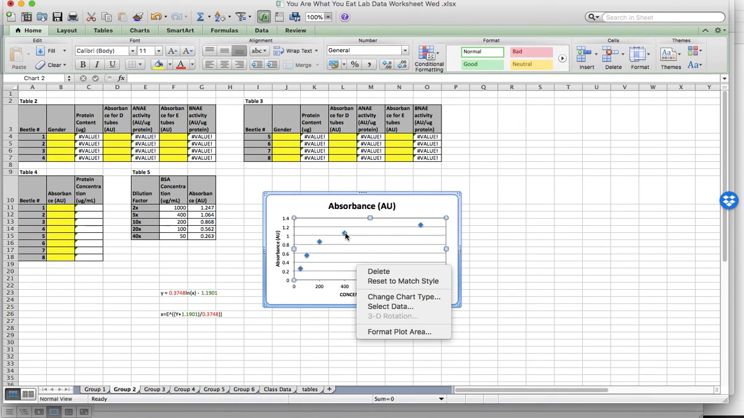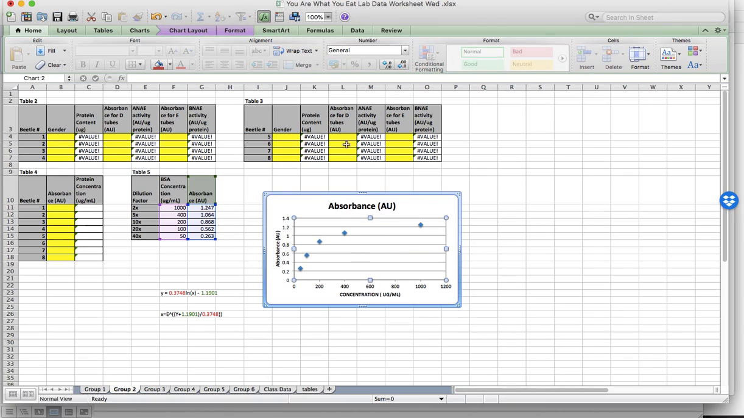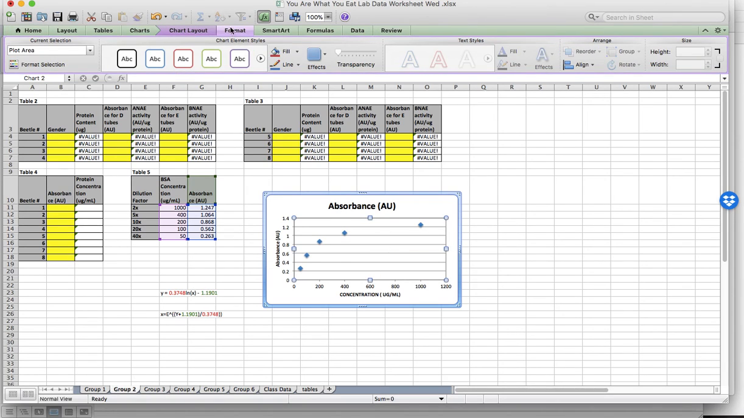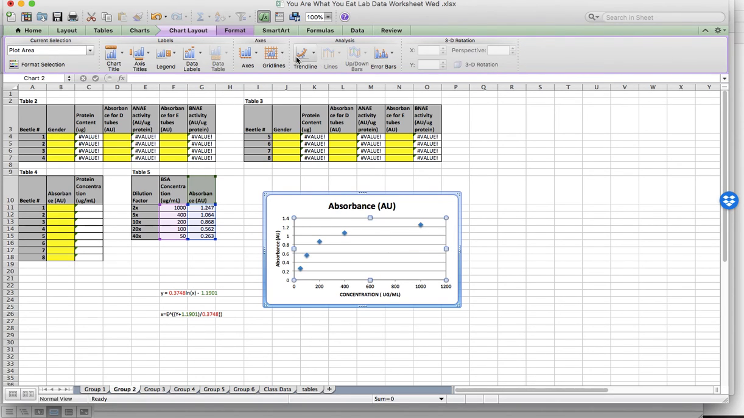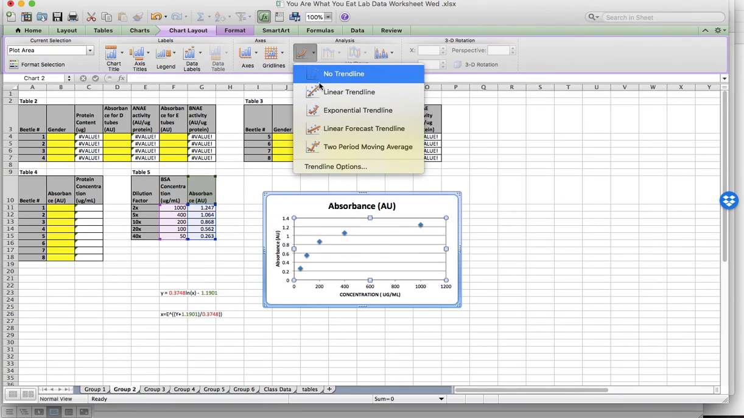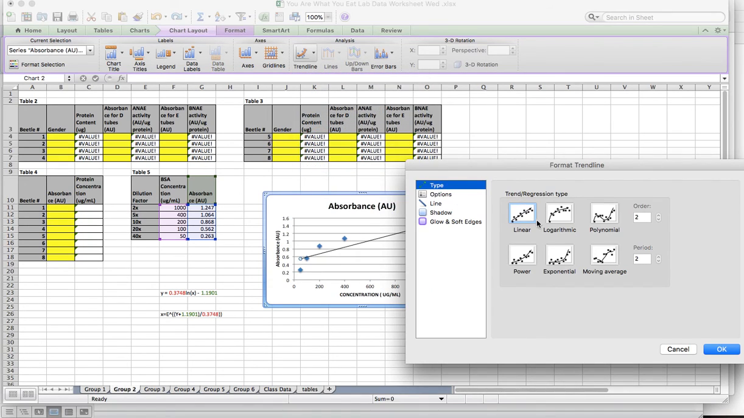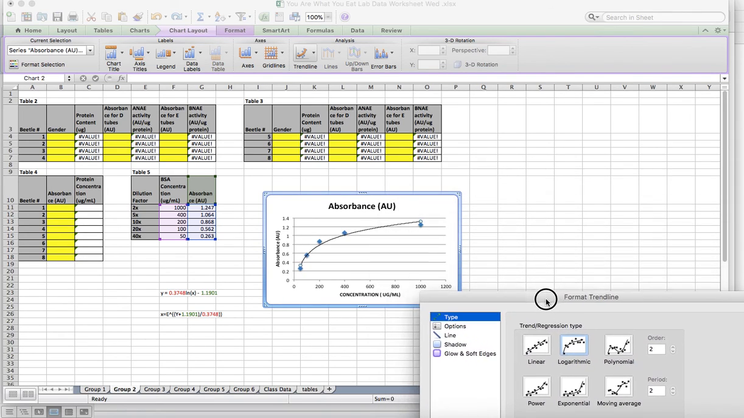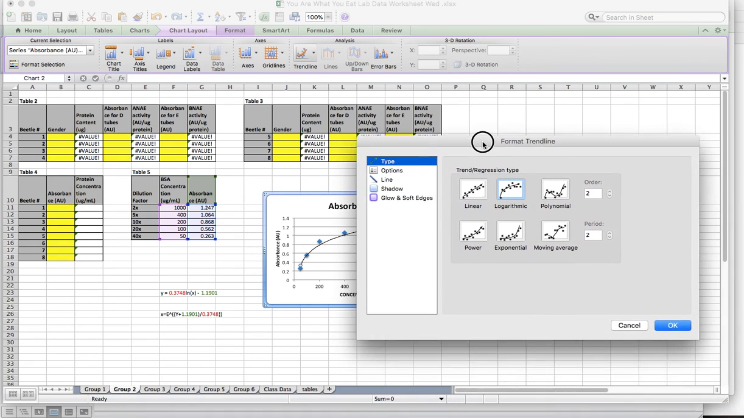Okay. Now I want you to go to Format, the chart layout, and add a trend line. So we want to have a logarithmic trend line because that's really the best one that will fit. So it's not here in the click, so we want to click trend line options, and you'll see you have linear, logarithmic, polynomial, power, exponential, and moving average. I want you guys to use the logarithmic. As you see, this line fits fairly well.